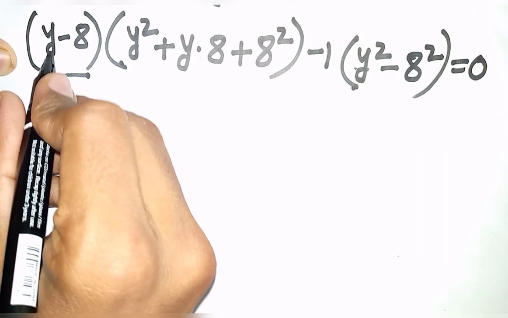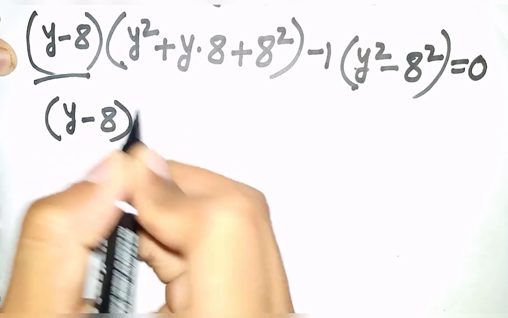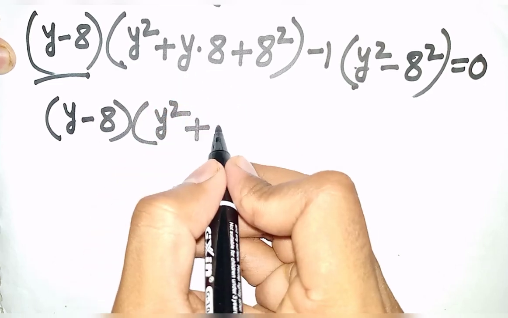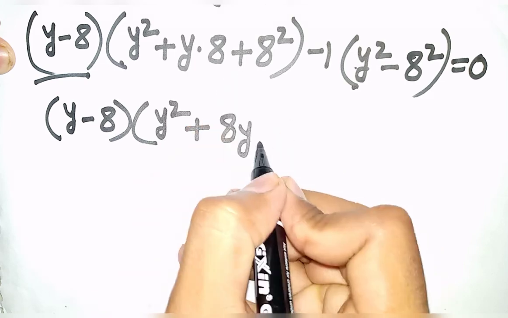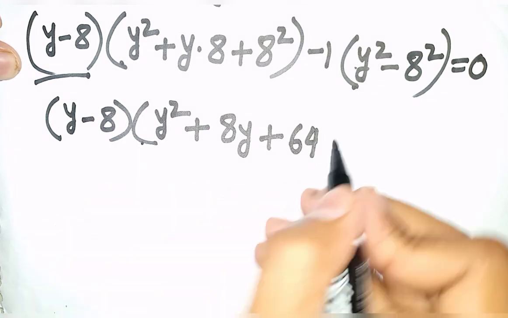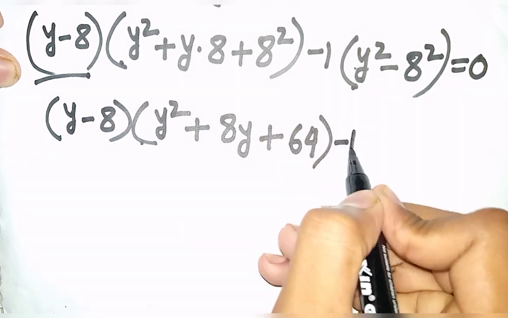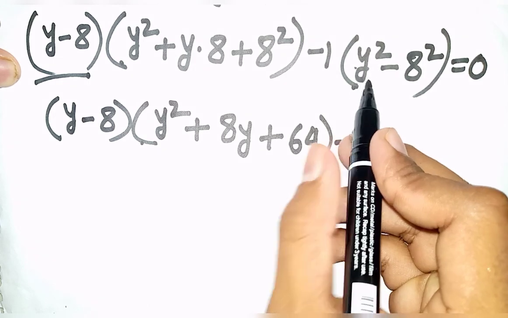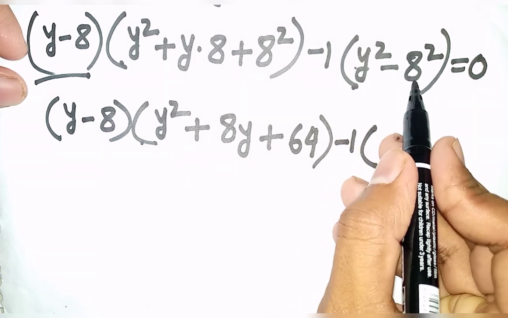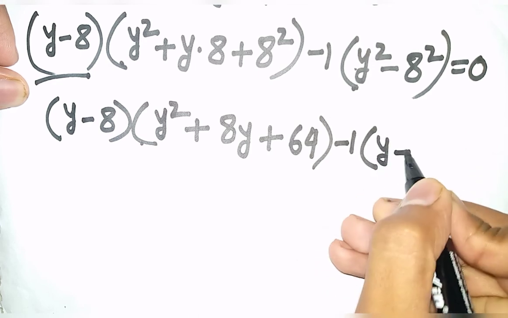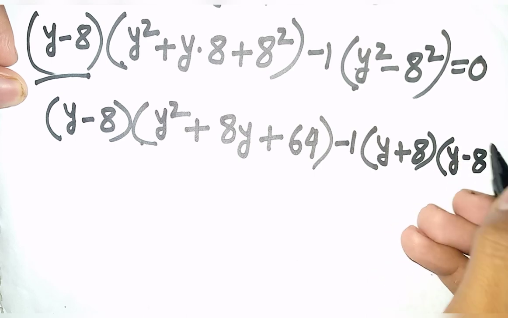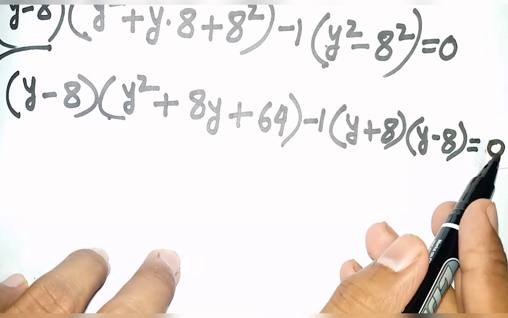Now (y minus 8) times (y square plus y times 8, it will be 8y, then plus 8 square, that means 64), bracket close, then minus one bracket. Here we can apply the formula of a square minus b square. Here a is y, b is 8. So according to the formula, you can write here (y plus 8) times (y minus 8) is equal to 0.